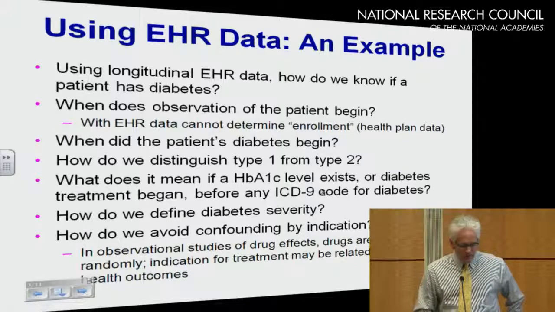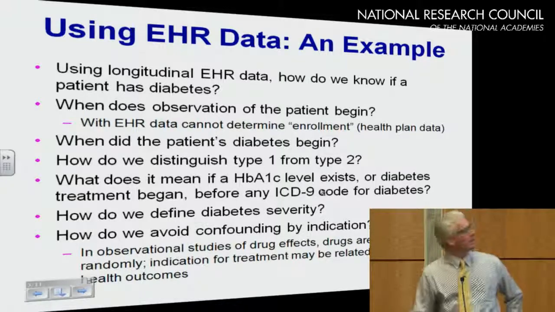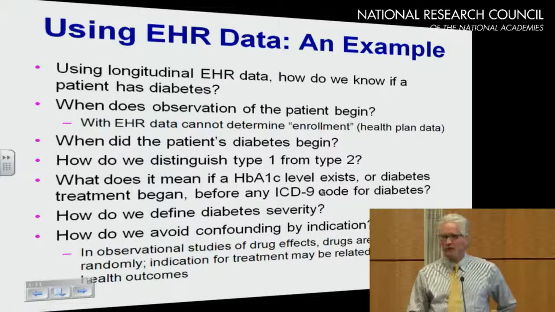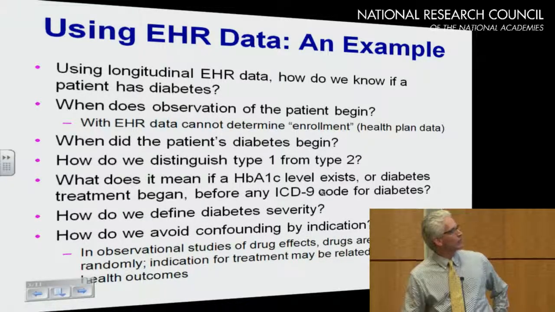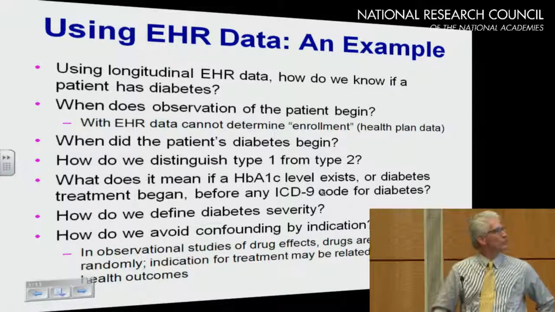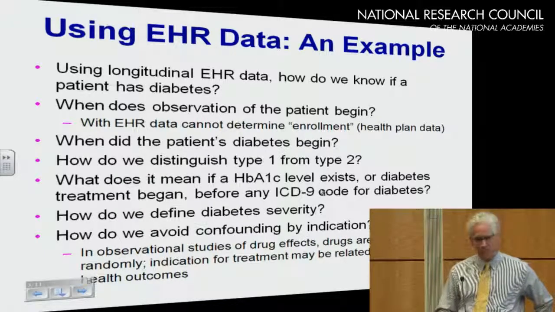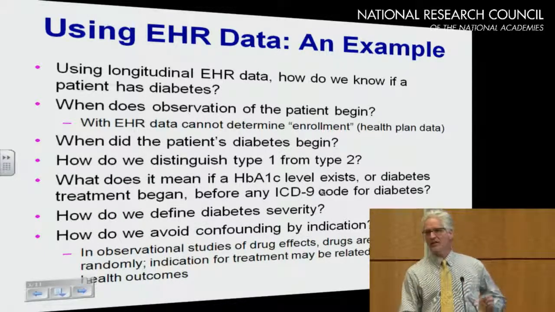How do we define diabetes severity? And how do we avoid in studying diabetes what's called confounding by indication? In observational studies of drug effects, drugs are not assigned randomly. The indication for treatment may be related to the risk of future health outcomes. So for a lot of pharmacoepidemiology and cost-effectiveness research, using these kinds of data, you have to be careful to avoid this problem.